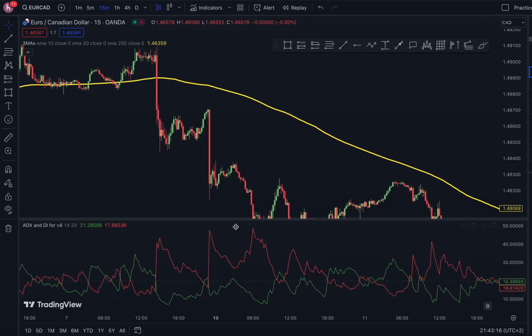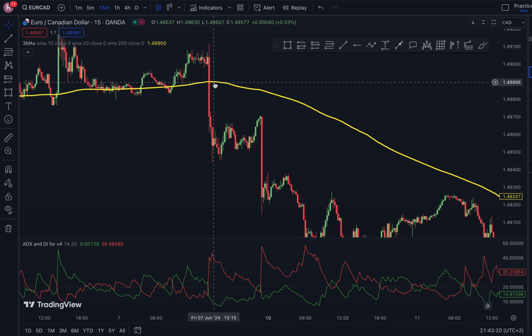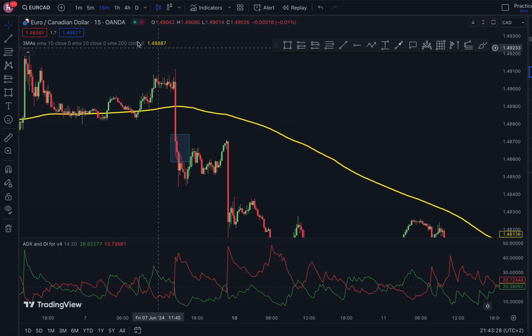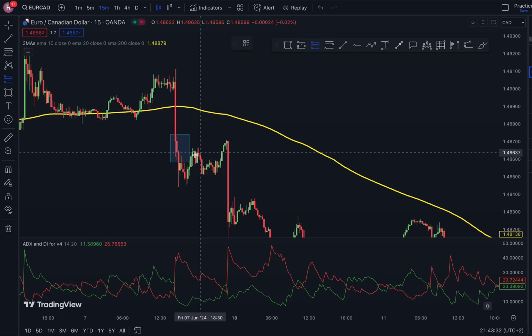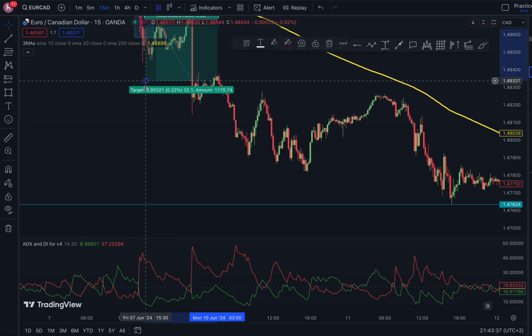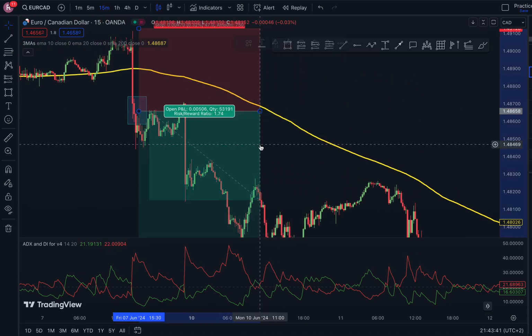You can see where our EMA is above price. We have a nice crossover right here. So we're simply going to take a sell trade, stop loss on the high, target the lows. As such, that was a nice trade.